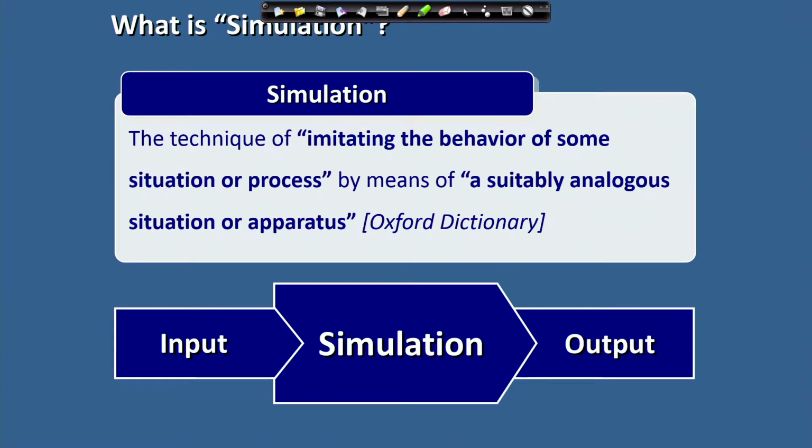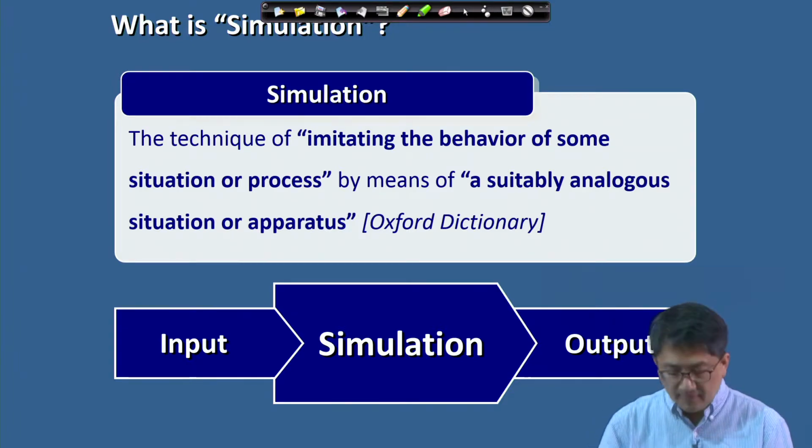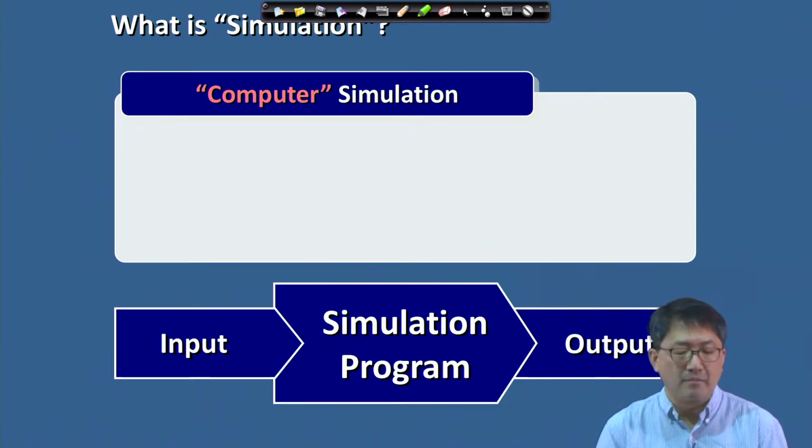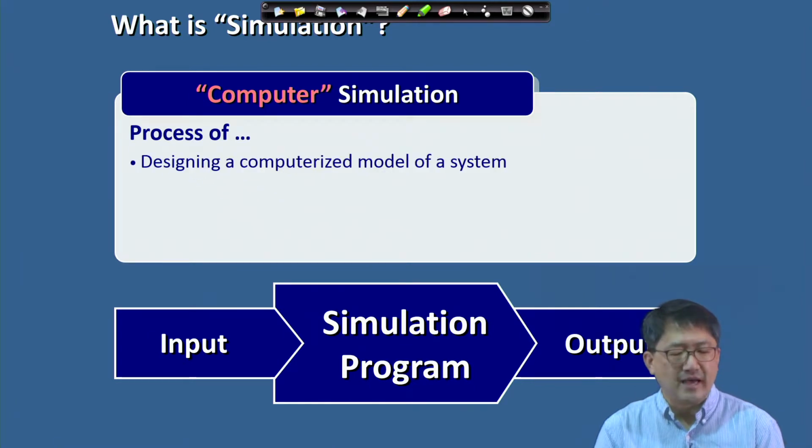Typical simulation involves some sort of inputs that hopefully we could observe or possibly estimate, and then run the simulation. It could be a black box, hopefully not, and then get the output. There's something we want to evaluate with. This is the typical simulation, and if we do a computer simulation, we use a lot of computer modeling tools, and it's looking at the process of designing a computerized model of a system.